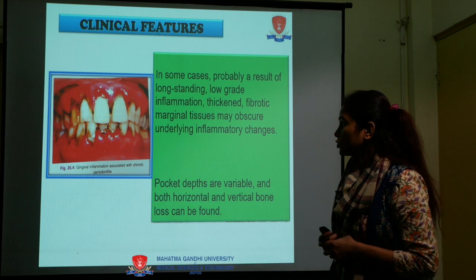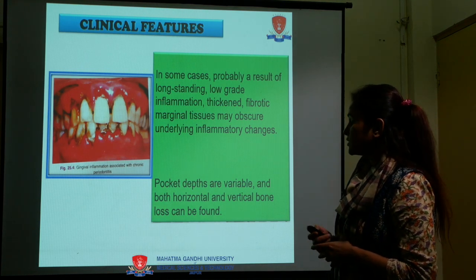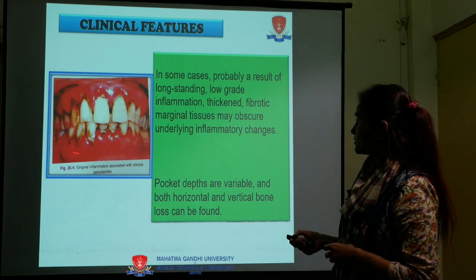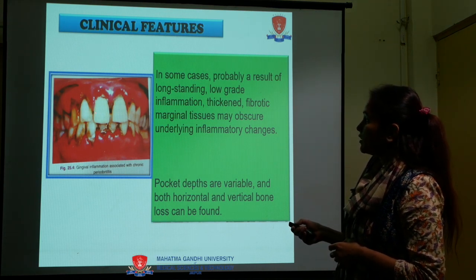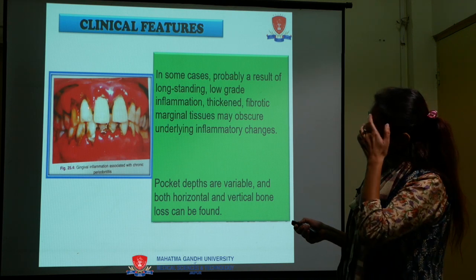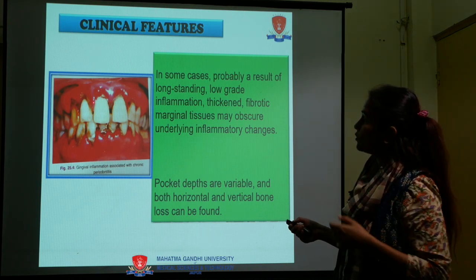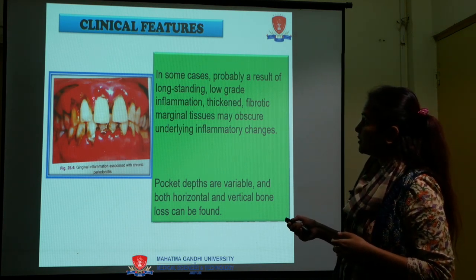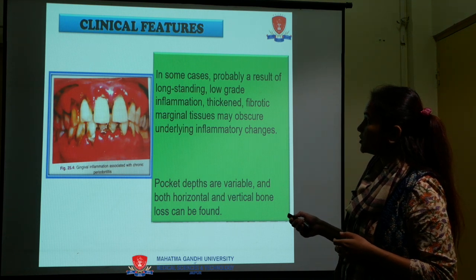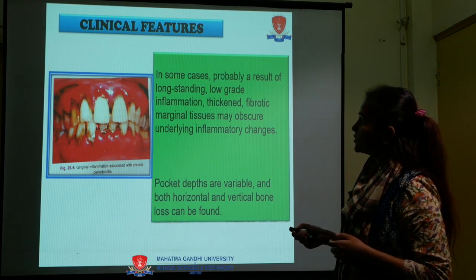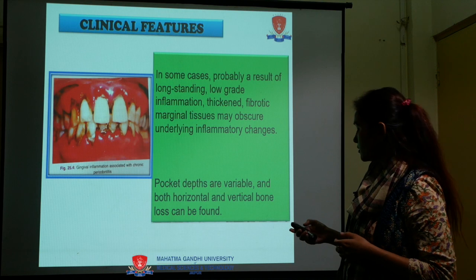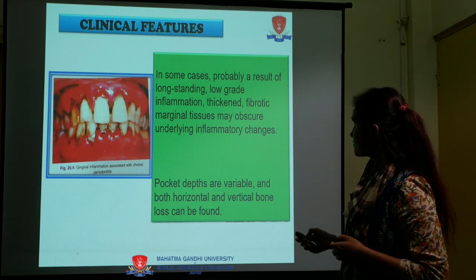This is a picture showing gingival inflammation associated with chronic periodontitis. See the interdental papillae are round, they are not knife-edged, they are blunt, and rolled margins are there, and inflammation is there both in marginal and attached gingiva. Then recessions are there, and in the posterior, furcation involvements are there.